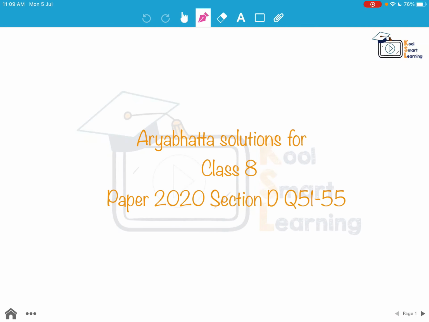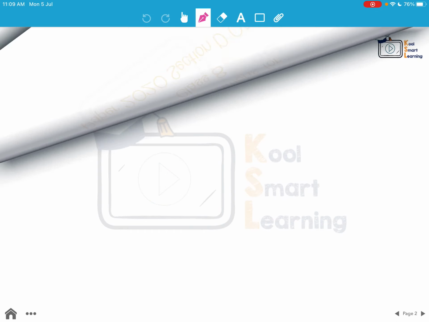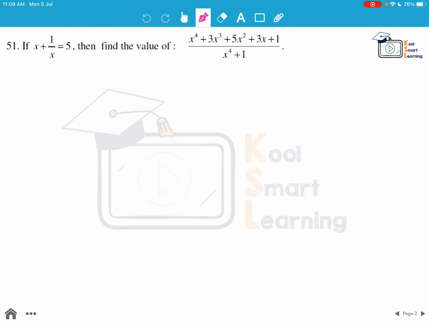Hello friends, in this session we are going to take up question 51 to 55 of class 8 Aryabhatta paper 2020 section D. So let's look at this question. If x plus 1 by x is equal to 5, then find the value of this expression.